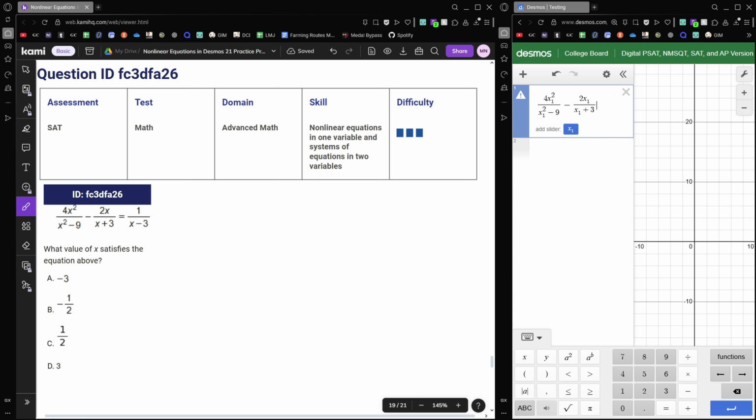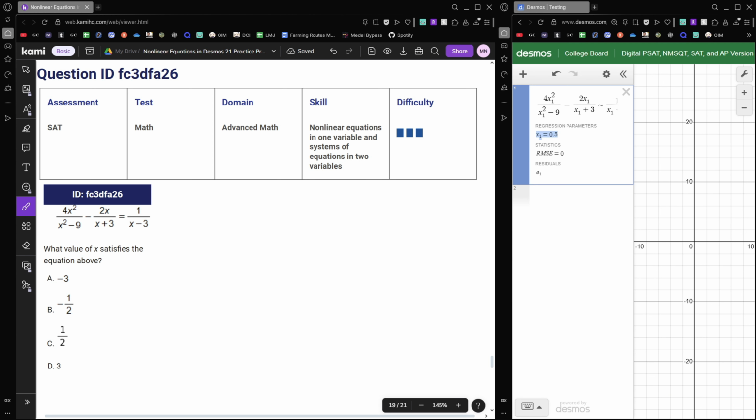And then, instead of an equal sign, you want to put a tilde, that little squiggly line in the top left corner of your keyboard. And then what happens is that it actually gives you the value of x. It says that x is equal to 0.5, which means our answer is C.